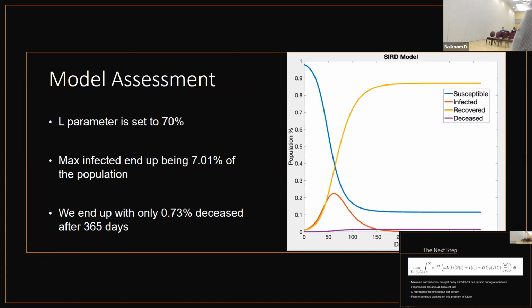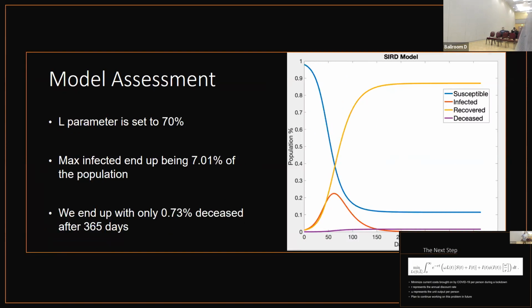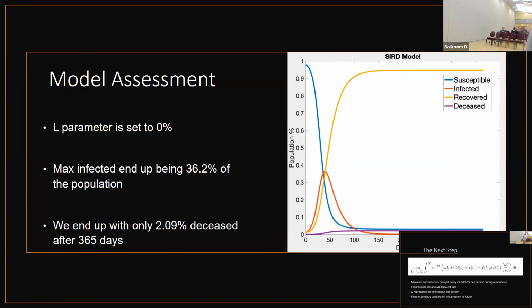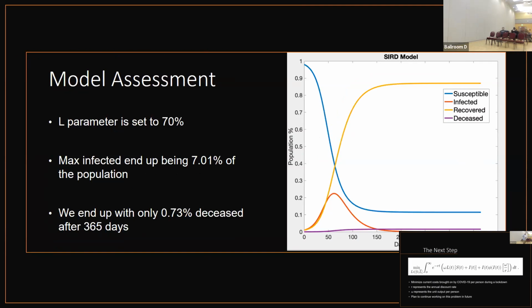All right, so the next step was to create a cost equation. I'm still working on this currently. The goal of this cost equation is to minimize current costs brought on by COVID-19 per person during a lockdown. And R represents the annual discount rate. This would be in GDP. So if each person produces an amount of GDP, omega represents that unit output per person. And I plan to continue working on this problem in the future.